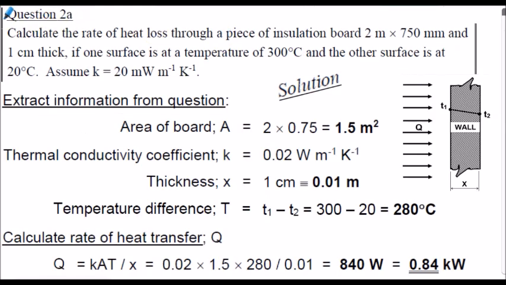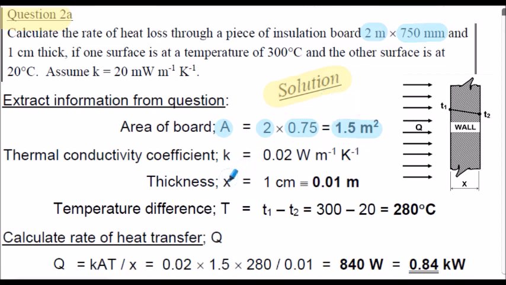So question 2a, here's the full solution. Just be careful in the question. The dimensions are stated in different units. We have 2 meters by 750 millimeters, which of course is 0.75 meters. So calculate my area, always in terms of meters squared.